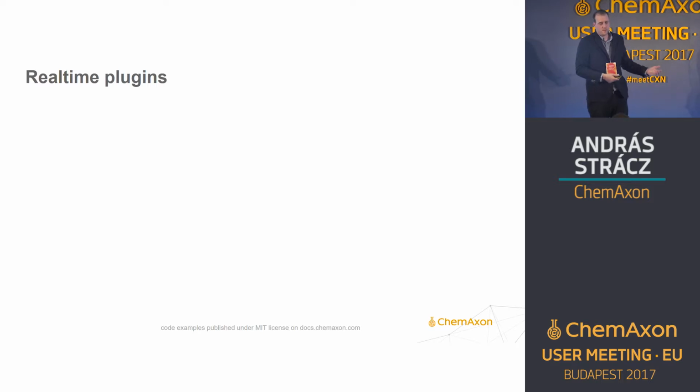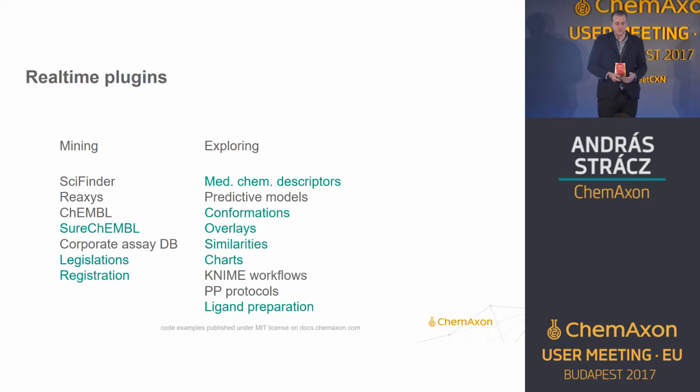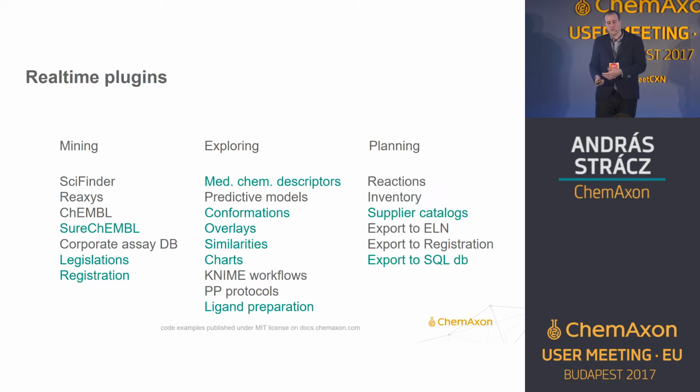So that's why we have this real-time plugin system where there's an abundance of examples already and new ones are very easy to create based on these for mining or exploring or planning. And as you can see, some of these are green. Those are the ones that have something to do with ChemAxon tools, but a lot aren't, and that's fine. This is vendor agnostic entirely. The source codes are published on the documentation site with a permissive license.